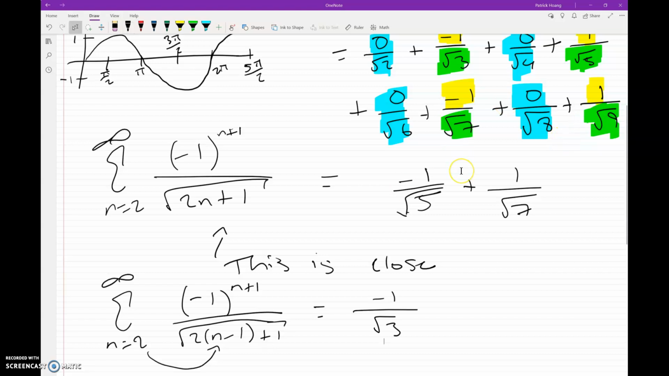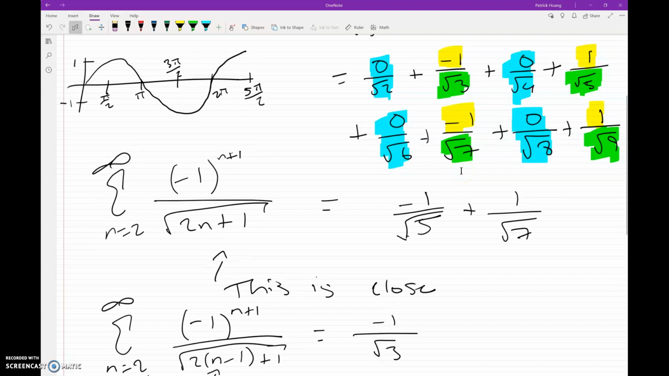Oh wait, I just noticed that our numerators don't match up with the terms exactly, but the order of the -1s matches up with the order of the -1s in our original series. Okay, let me say that again, that didn't come out right. So we know that our numerator is good. It's just that our denominator needs work.